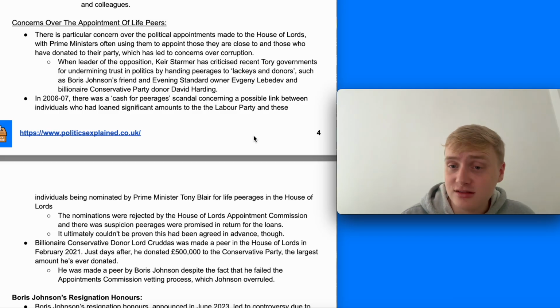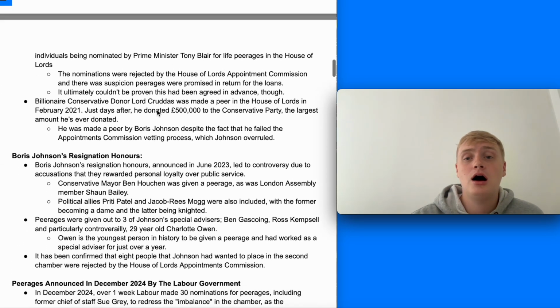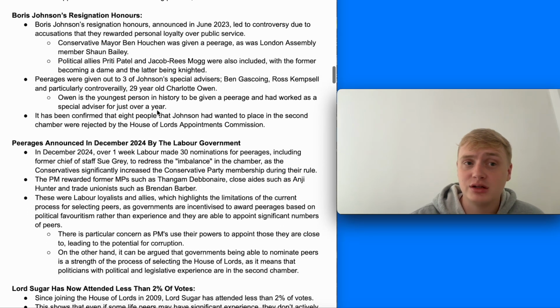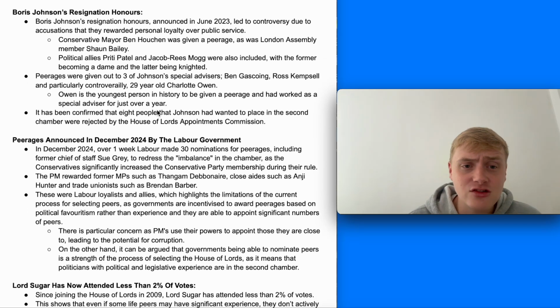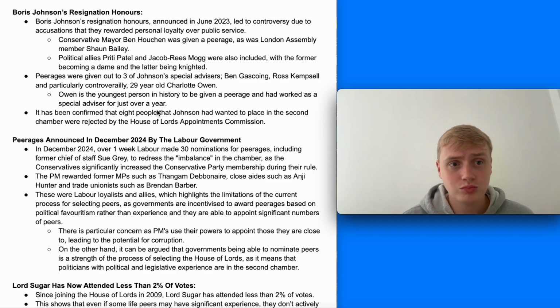The Passes for Glasses scandal came just after Labour came into government, effectively. Boris Johnson's resignation honours led to controversy due to accusations that they rewarded personal loyalty over public service.